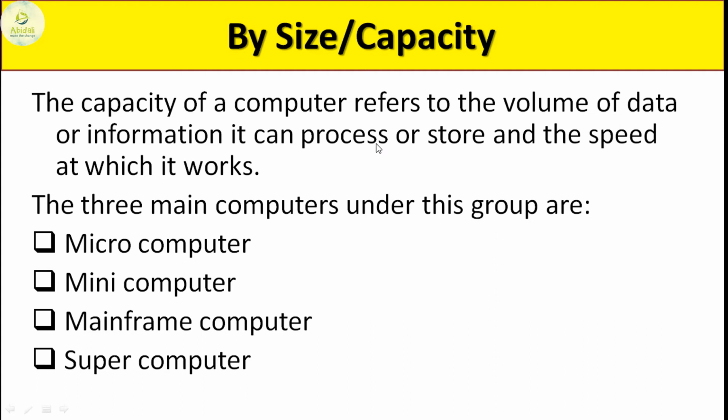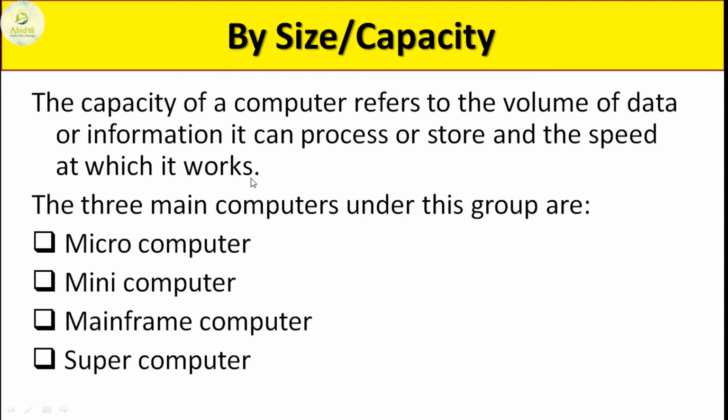Now moving to the next category or classification of computers, based on size or capacity. The capacity of a computer refers to the volume of data or information it can process or store and the speed at which it can work. So what are we measuring on?